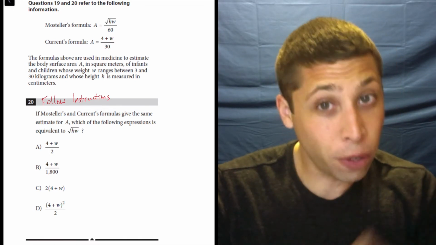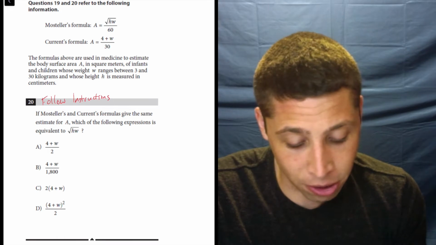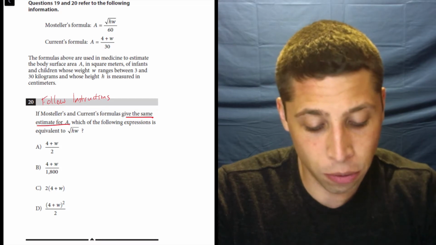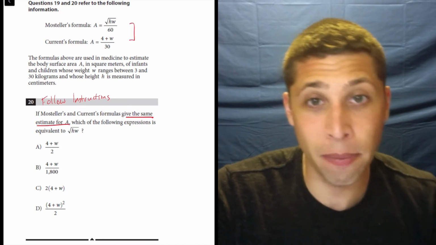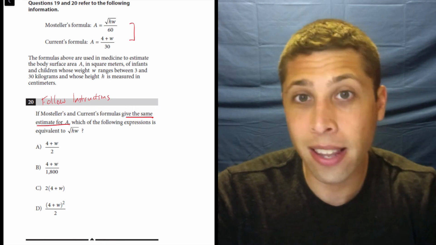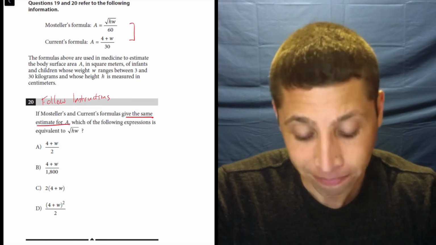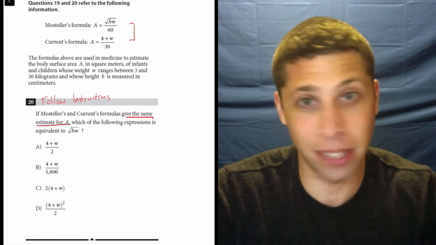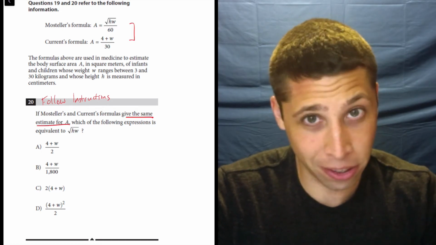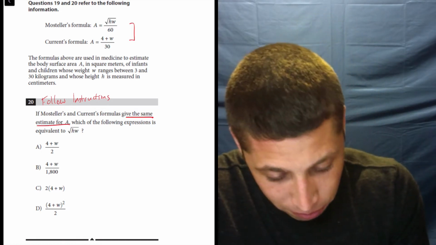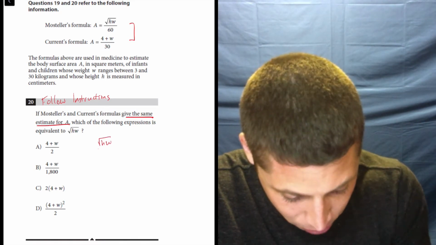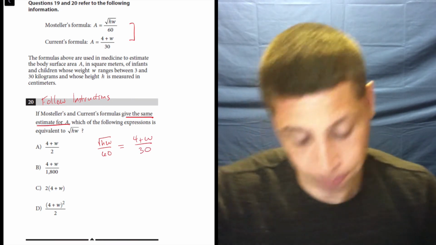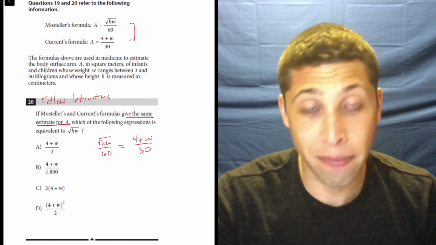So the first instruction here is: if Moss-Steller's and Current's formulas give the same estimate for A. So look at these two formulas. If both of them give the same value for A, then they both equal each other. That's it. This is a good example of the simplest explanation being the best. They're telling you to set these two things equal to each other. So the square root of HW over 60 is equal to 4 plus W over 30. Same value means equal.